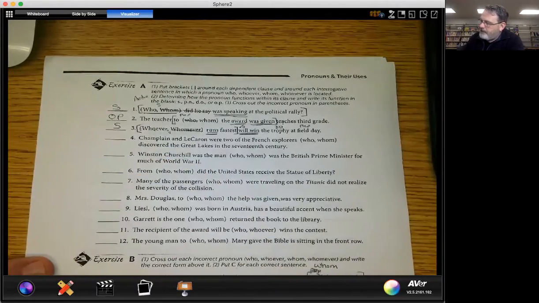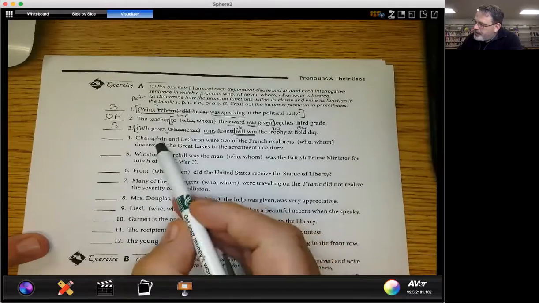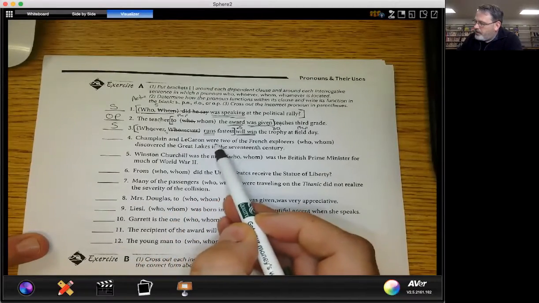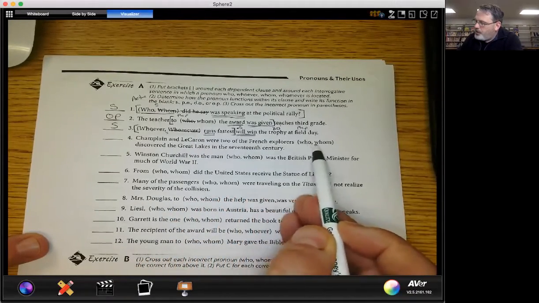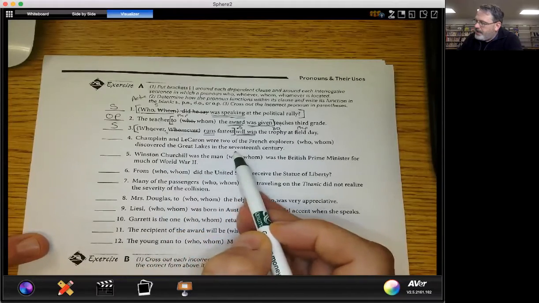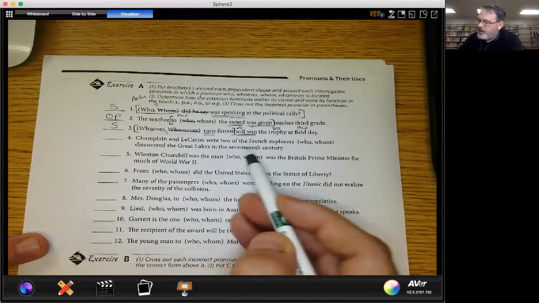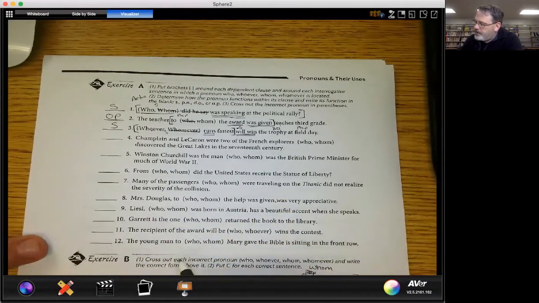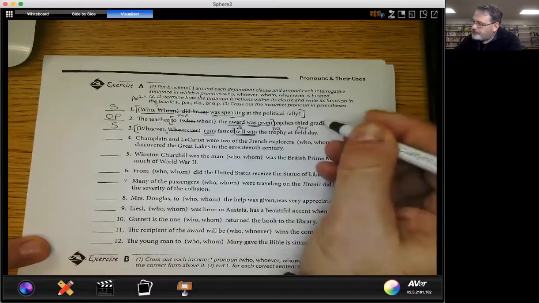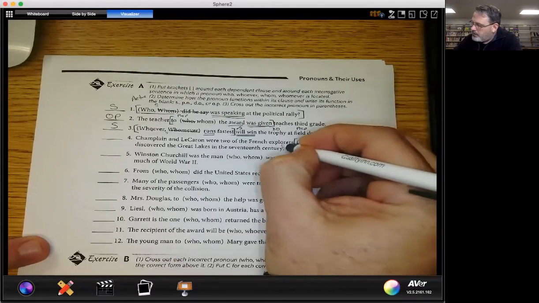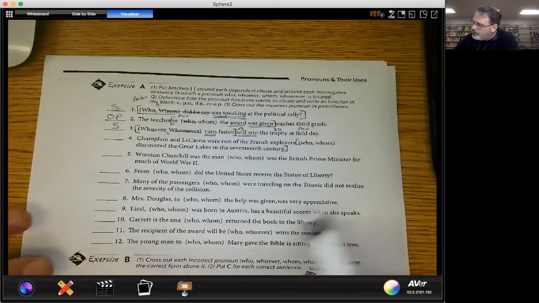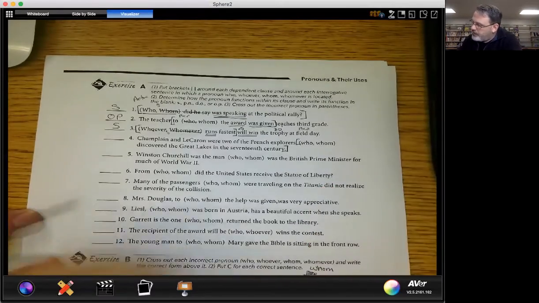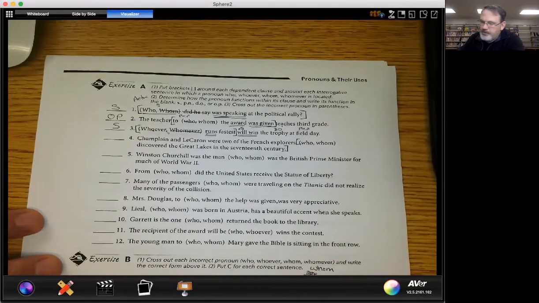All right, let's do the next one. Champlain and Descartes were two of the French explorers who or whom discovered the Great Lakes in the 17th century. So that's not a question, so it must be in a dependent clause. I believe that's our clause. Who or whom discovered the Great Lakes in the 17th century.